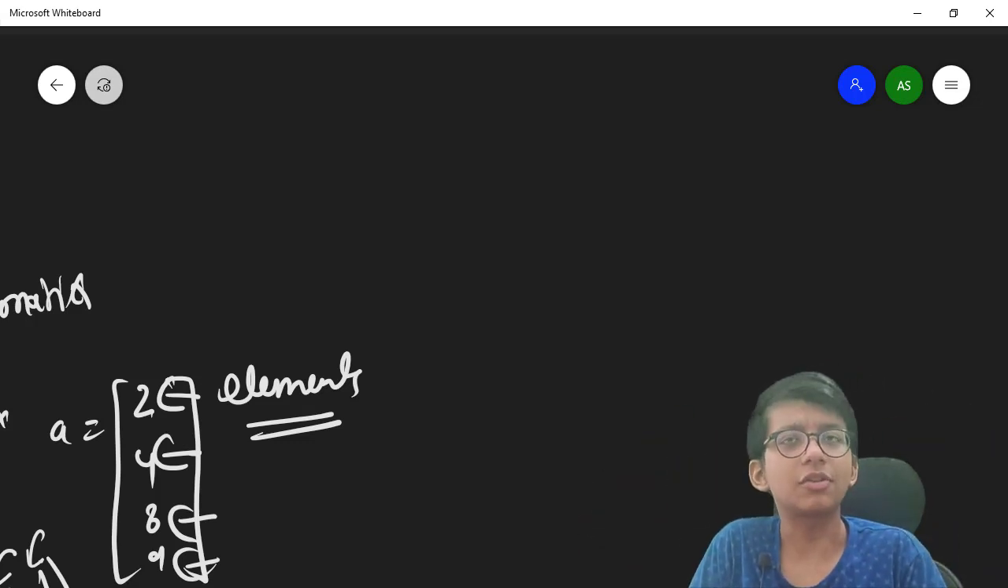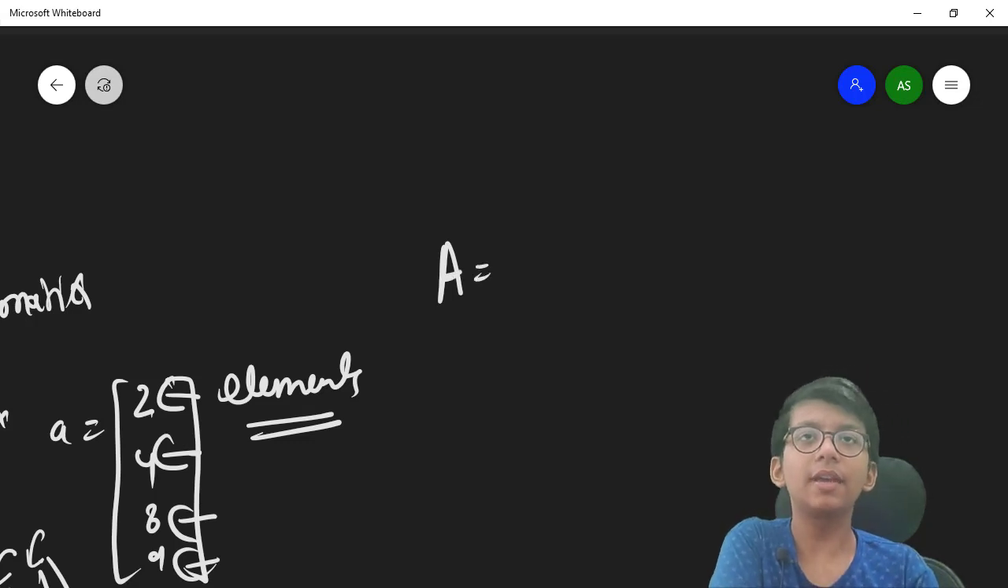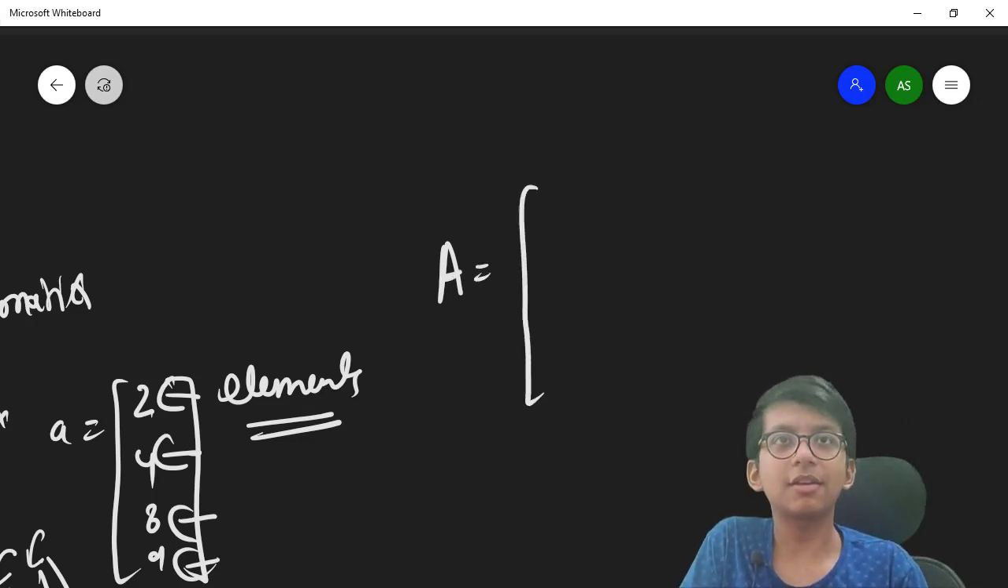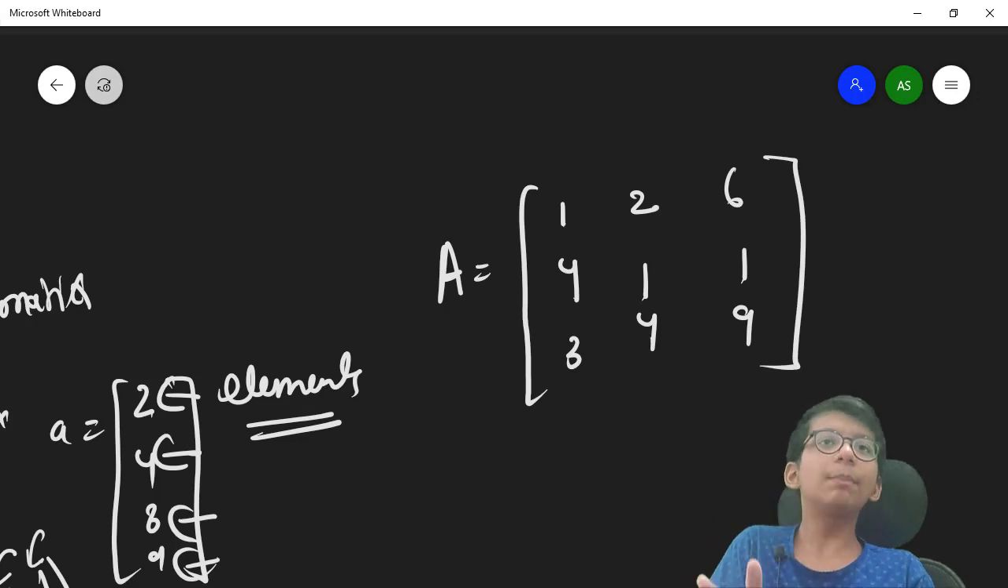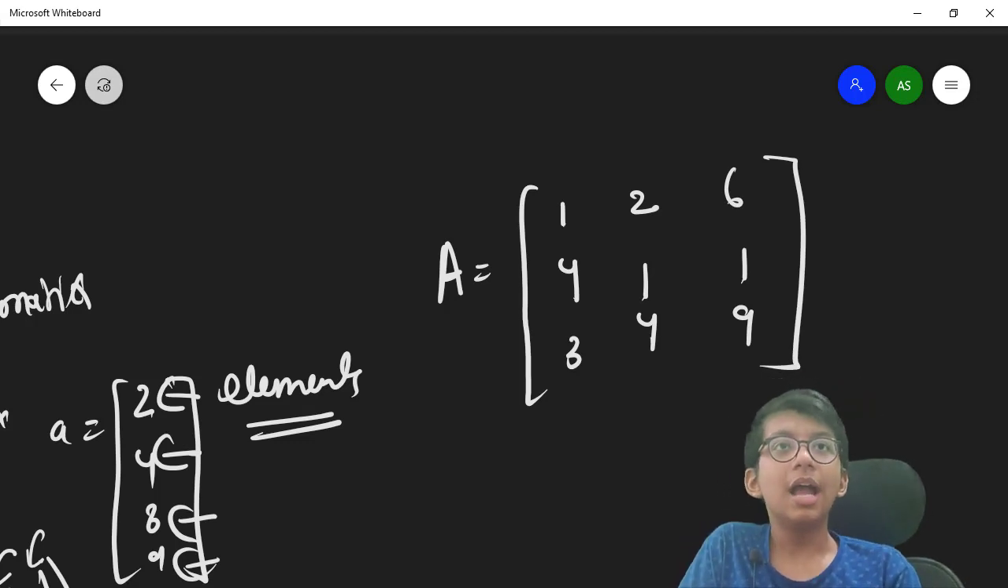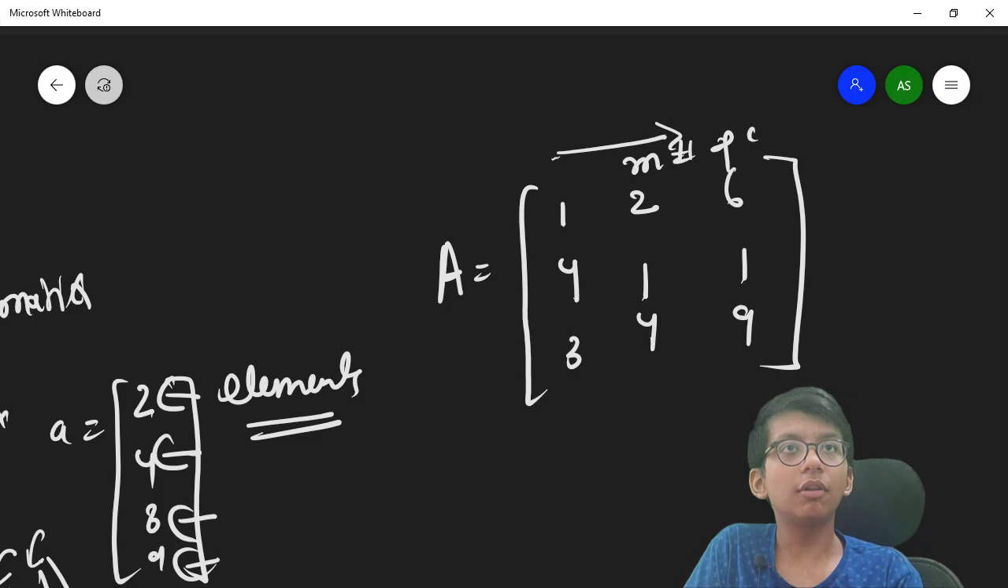That's called matrices, so it is written in uppercase letters. So we write A, this is a matrix. We write the matrix as 1, 4, 3, then 2, 1, 4, 6, 1, 9. This is an example of a matrix which has m number of columns and n number of rows.